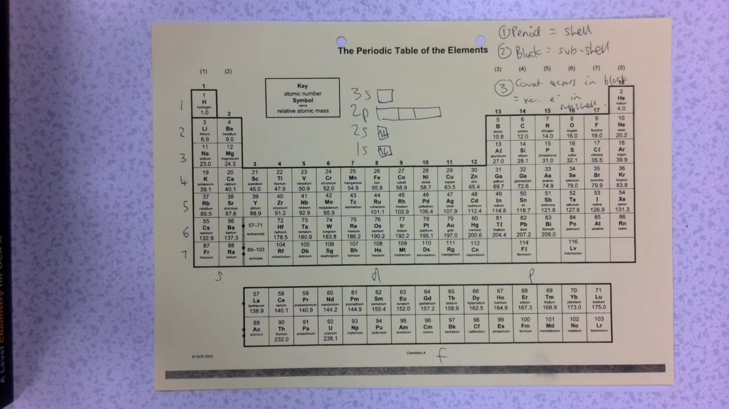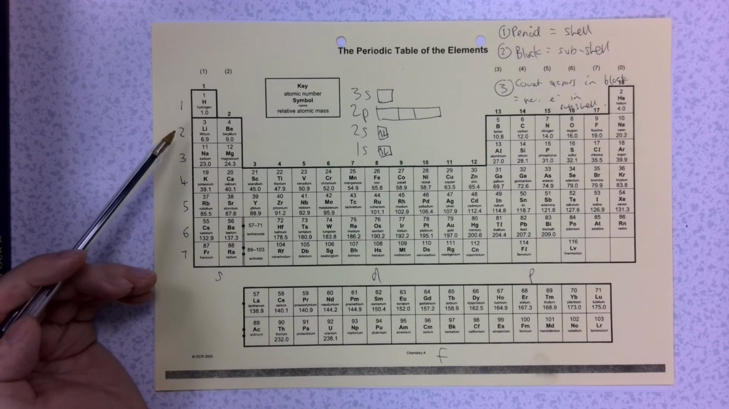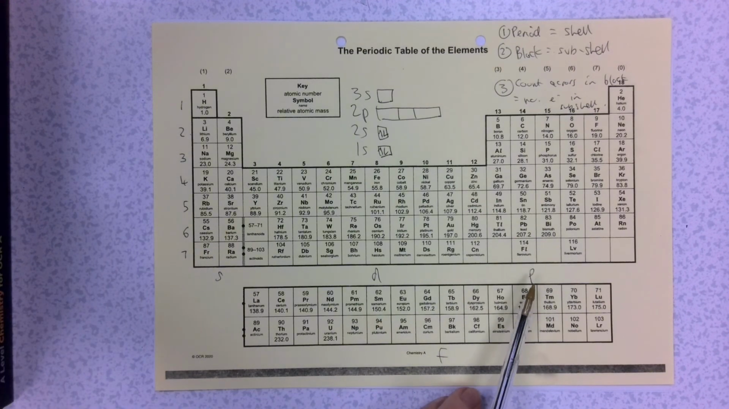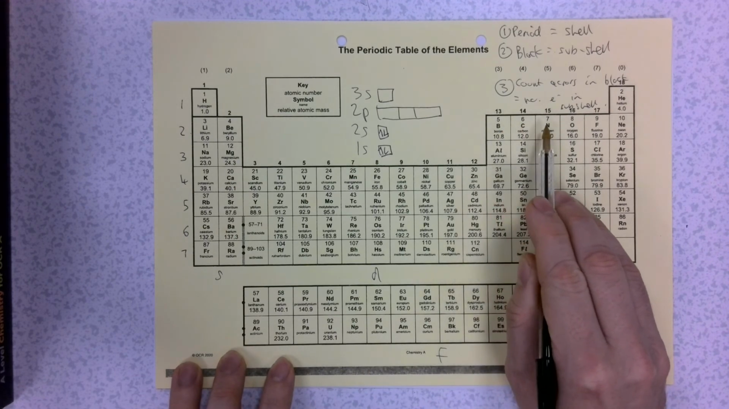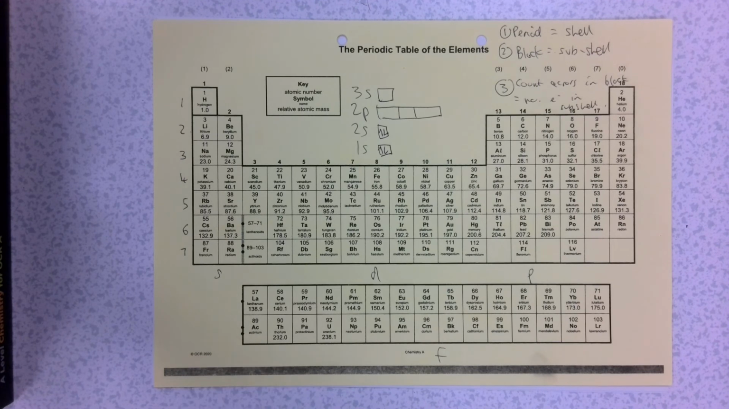Let's try one more. Okay, how about oxygen? Pause the video. Welcome back. Okay, so oxygen is in period 2, so its outermost electron, its highest energy electron, is in shell 2. It is in the p block, so its outermost electron is in a p subshell, and it is 1, 2, 3, 4 across, so oxygen has 4 electrons in the 2p subshell.